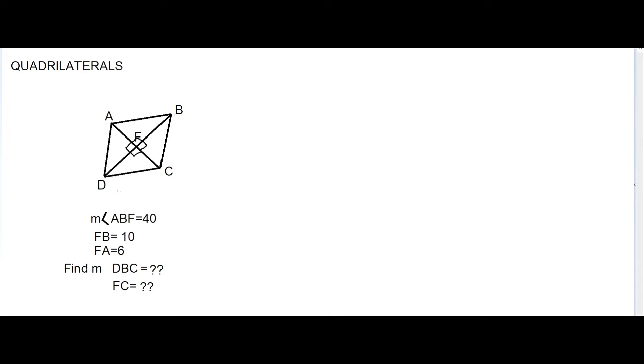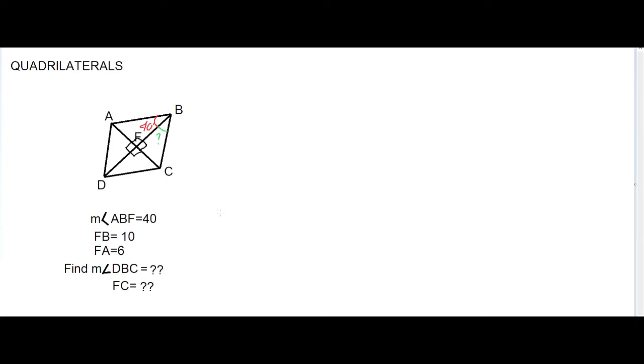Now, if the measurement of angle ABF, this one is 40 degrees, 40 degrees yan. FB, you have a measurement of FB is 10, FA is 6, find the measurement of angle DBC, you have this one, and the measurement of FC.